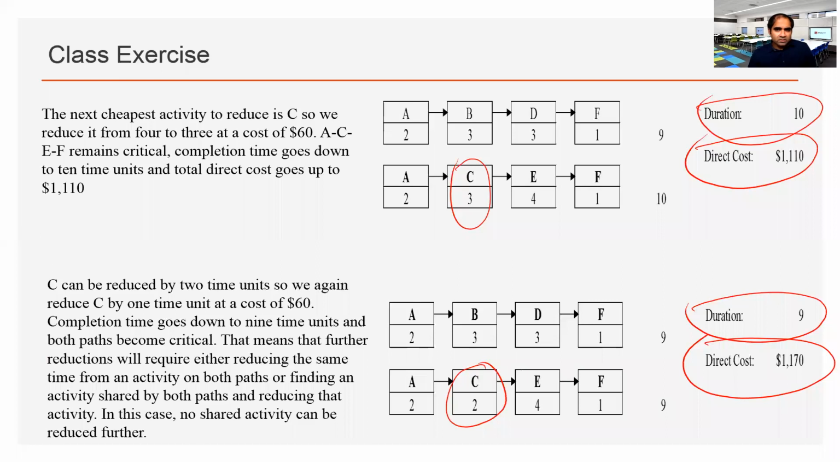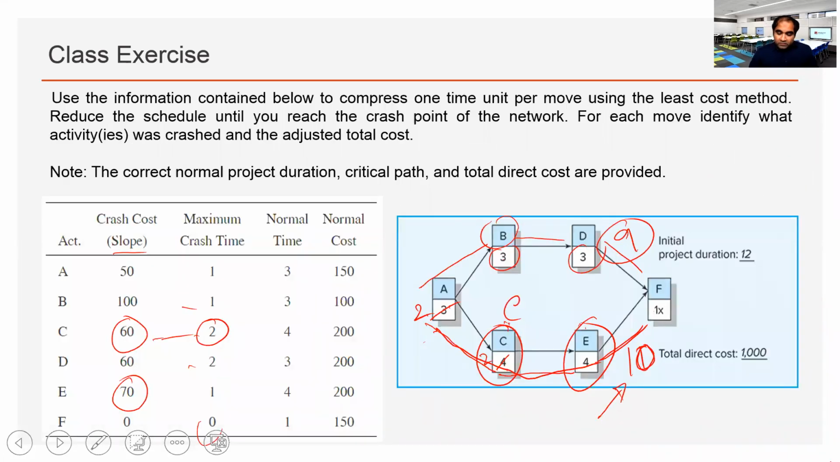Can you reduce any further? Let's check. Okay, so if we want to reduce it further, now that we have both the chains with similar duration of 9 days, we cannot crash a single activity. We need to crash 2 activities at the same time.